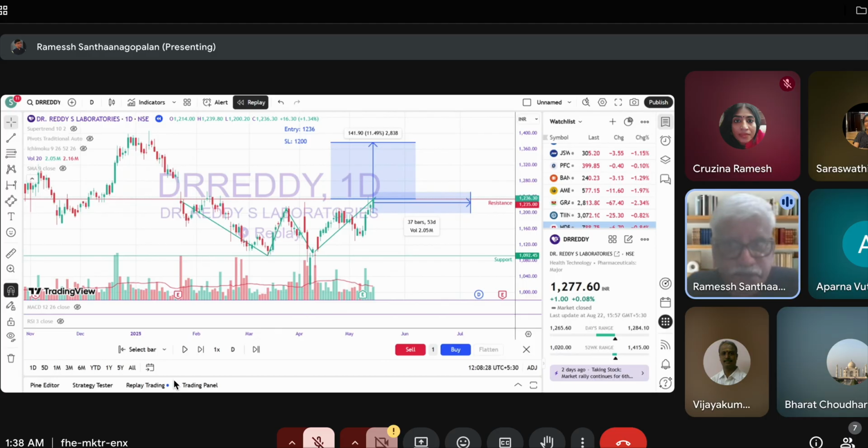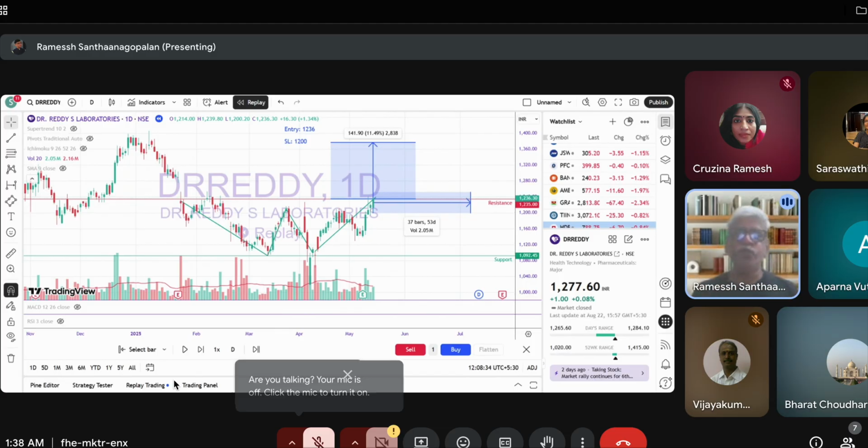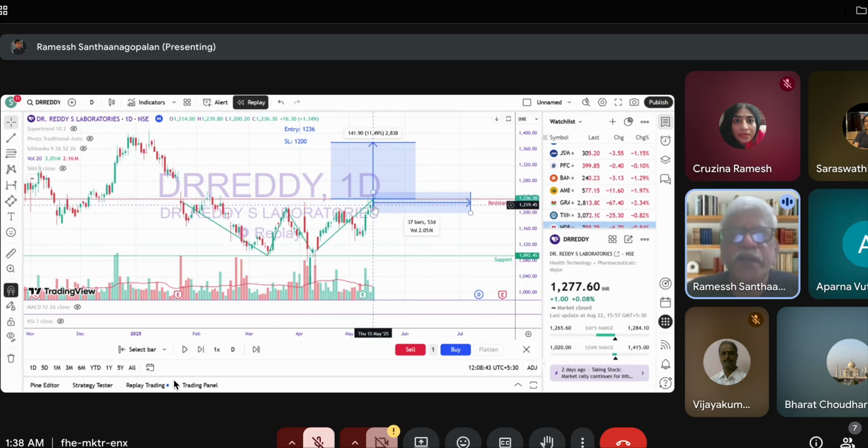As of now, we have assumed that if the pattern forms, the stock will move. Now, let us see how the stock is moving on the daily chart, because we have to see the stock close. On the 15th of May, the closing is 1236.30.